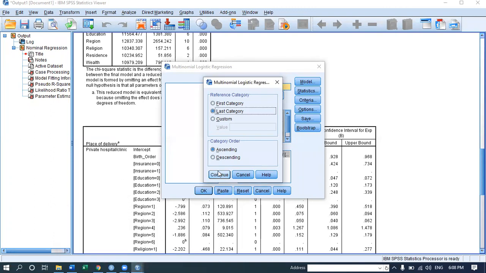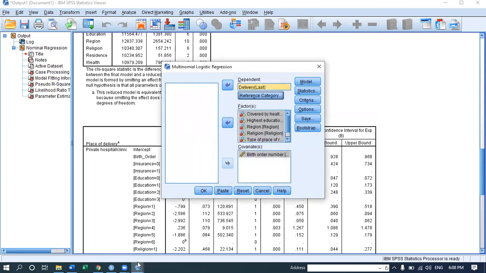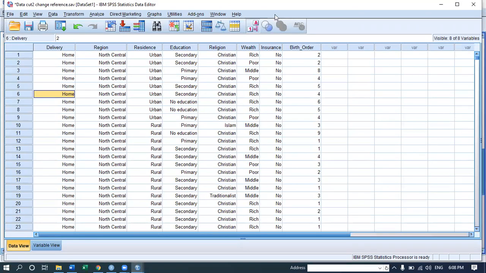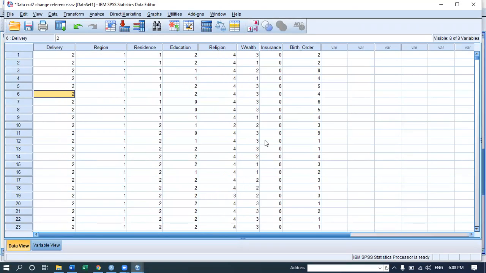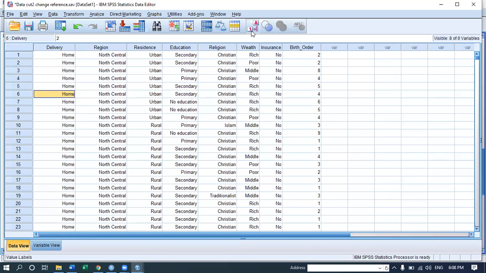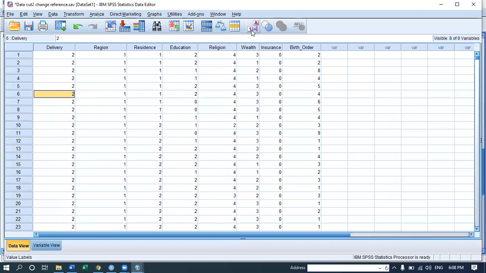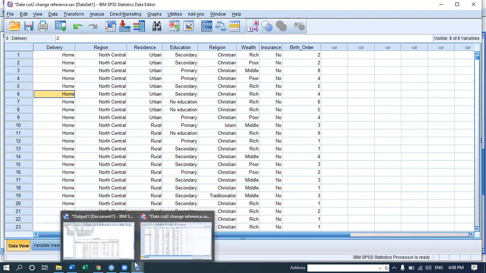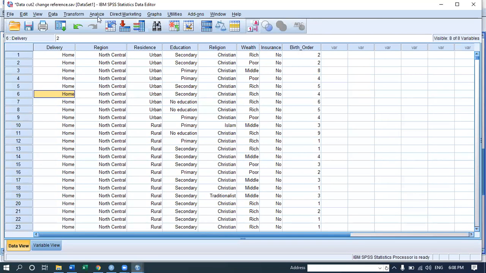I have to go from here. So look at it. If you want to know if it is first or last, look at it. Home is 2, so that means home is last. Remember, home is our variable of interest, and it's 2, so it means we are going to choose last. So let's go back.